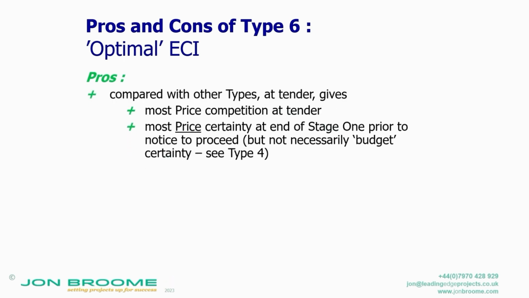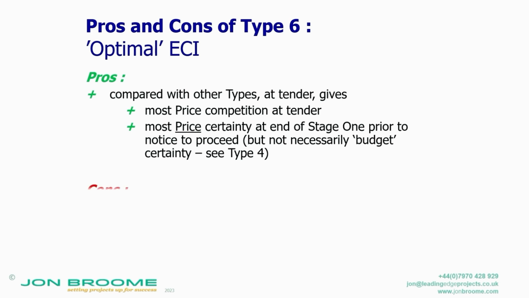Okay, so saw Chris looking at his watch. So pros for it. Compared with other types of tender, it gives the most price competition. There's two tenders in there. And the most price certainty, as in the target prices, at the end of stage 1 prior to the notice to proceed. Not necessarily budget certainty, that's probably the type 4.